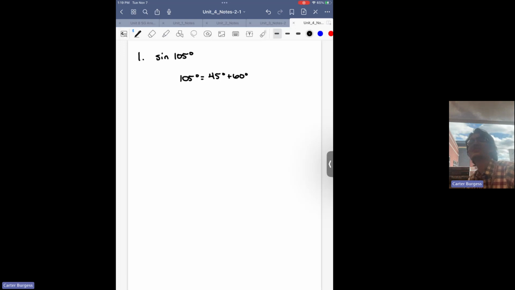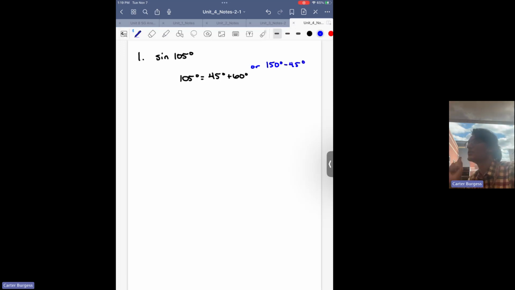Now, I say 45 and 60 is probably the easiest. There are others that we can do. Can anyone think of another kind of decomposition, maybe in terms of subtraction, that we could do to get to 105? Yeah, I like that as well. 150 minus 45 would also get us there.